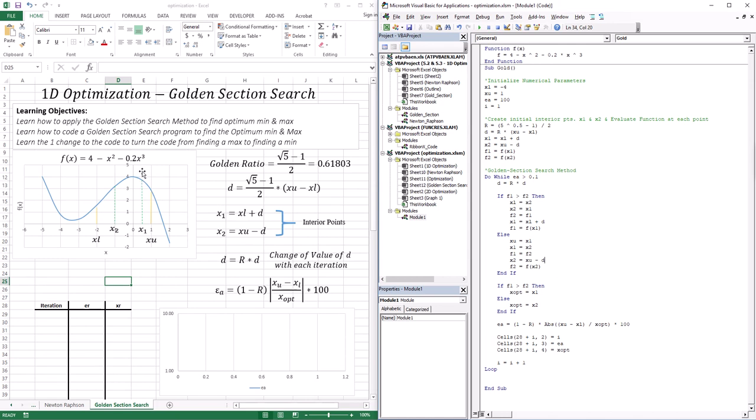So let's assume that the function value at x1 was not greater than x2. And let's assume the function value at x2 was greater. So if the function value at x2 was greater, now we choose this region here, right?